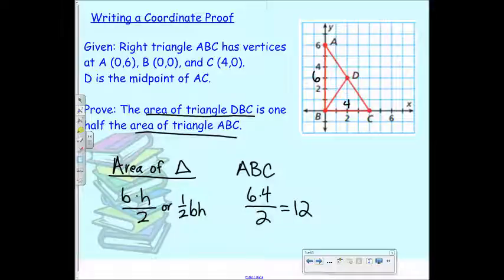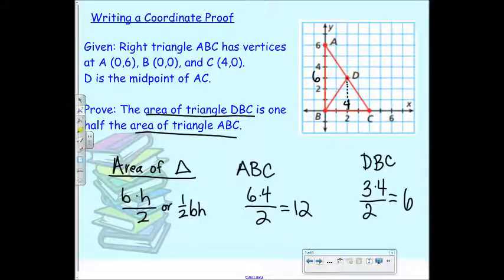Then to find the area of DBC. DBC is this triangle right here. What's the base of DBC? Still 4. It's got the same base. What's the height of DBC? 3. Where are you getting that? The middle line. So you go straight up like that, which gives you 3, because it goes 1, 2, 3 boxes up. So the area of DBC would be 3 times 4 divided by 2, which equals what? Is 6 half of 12? Yes, so you've proven it.